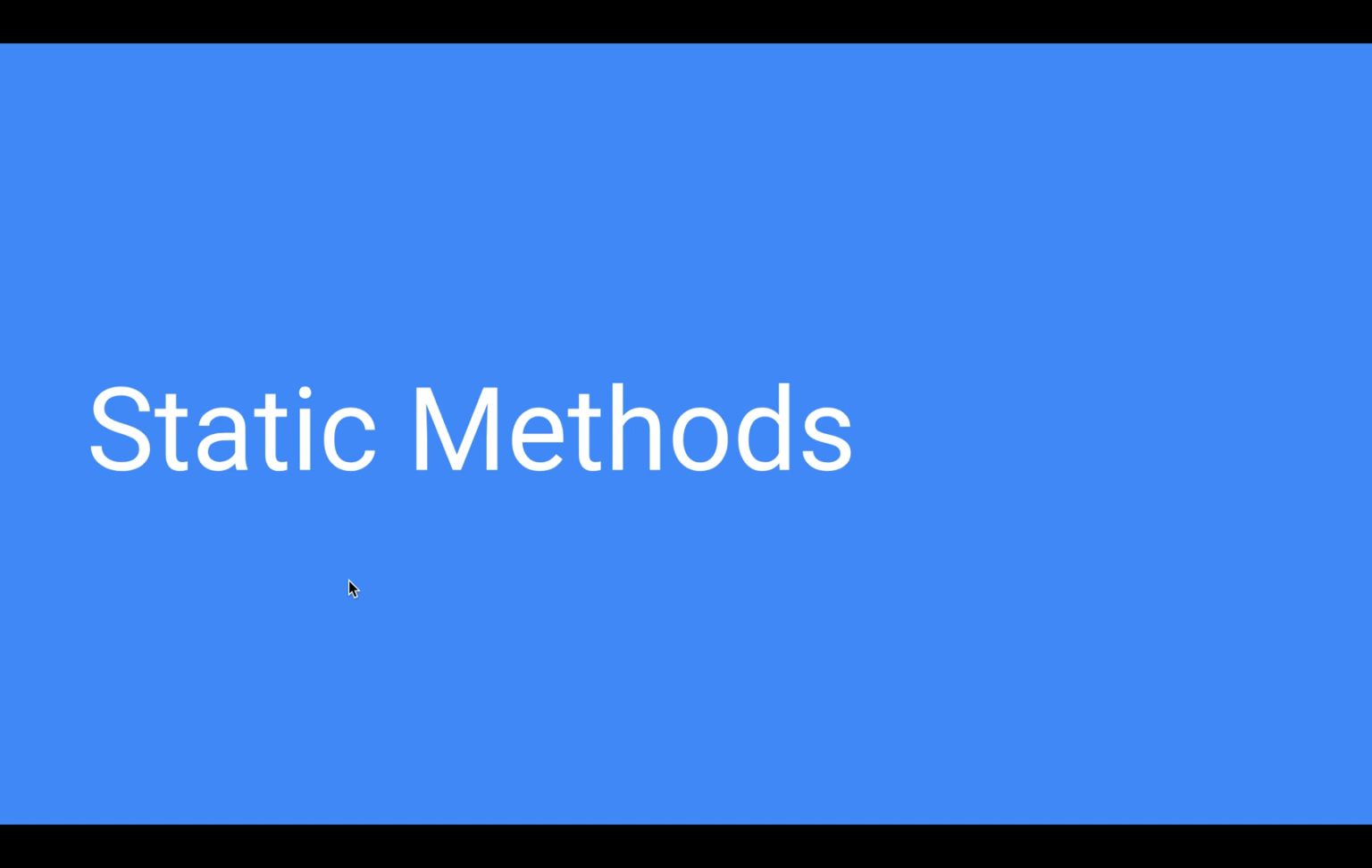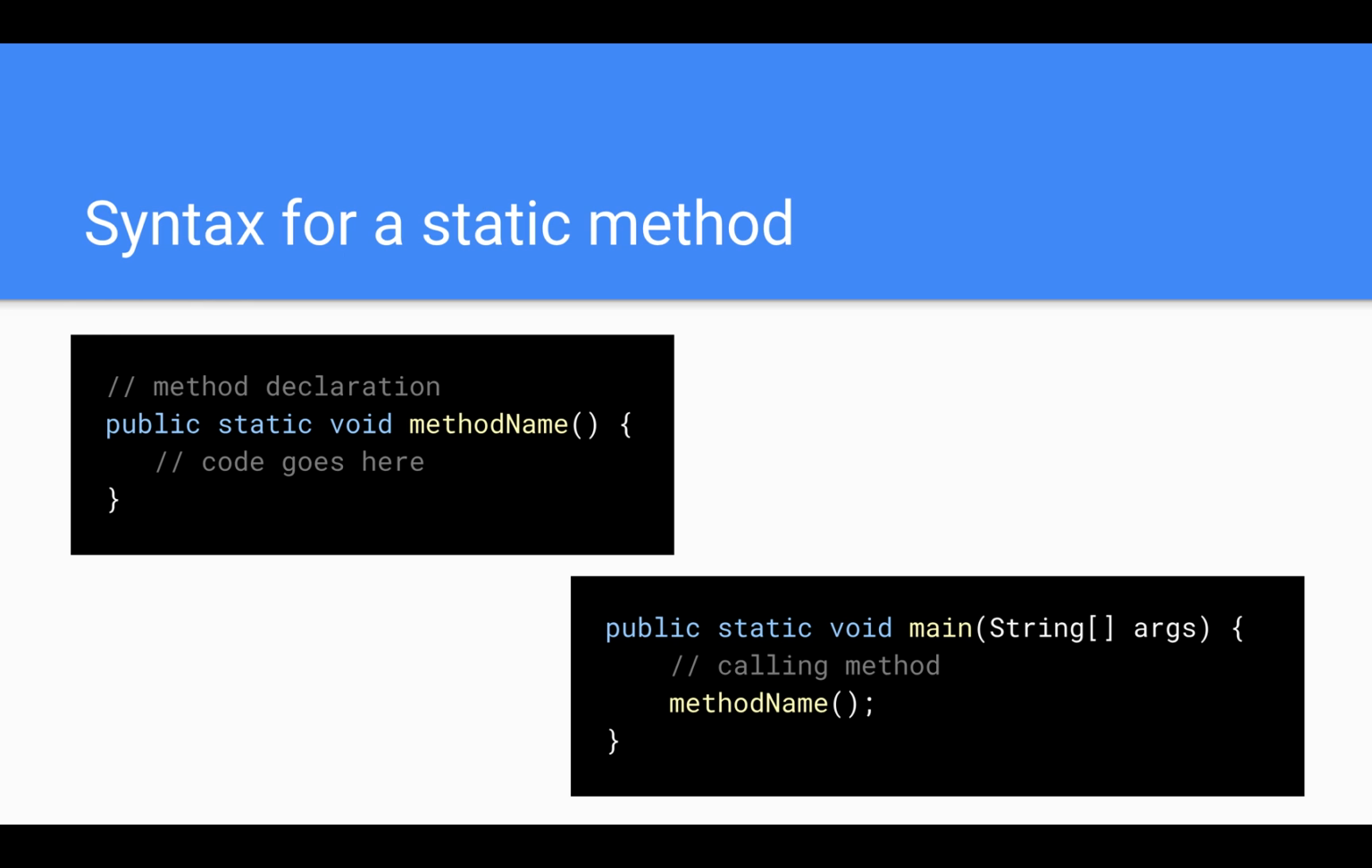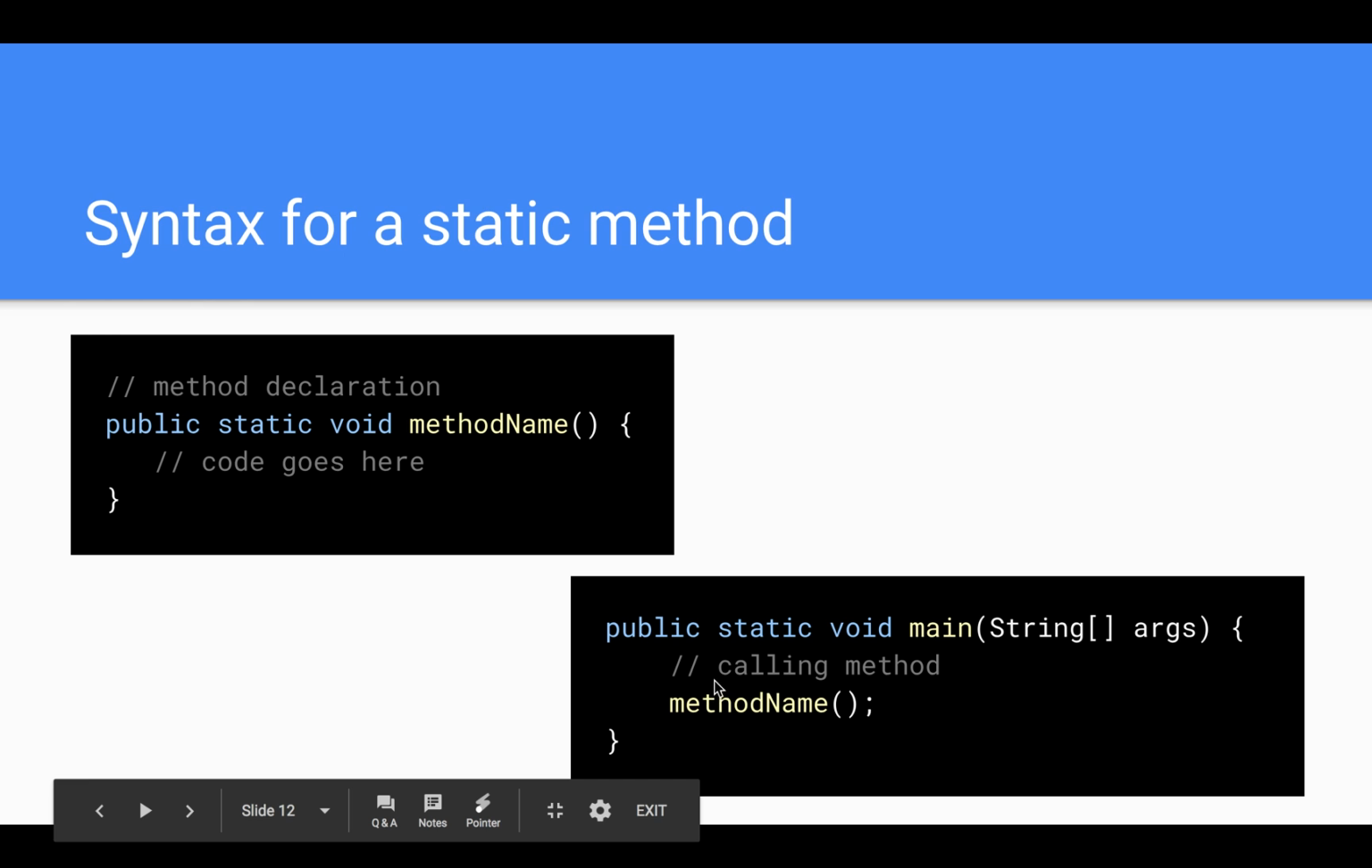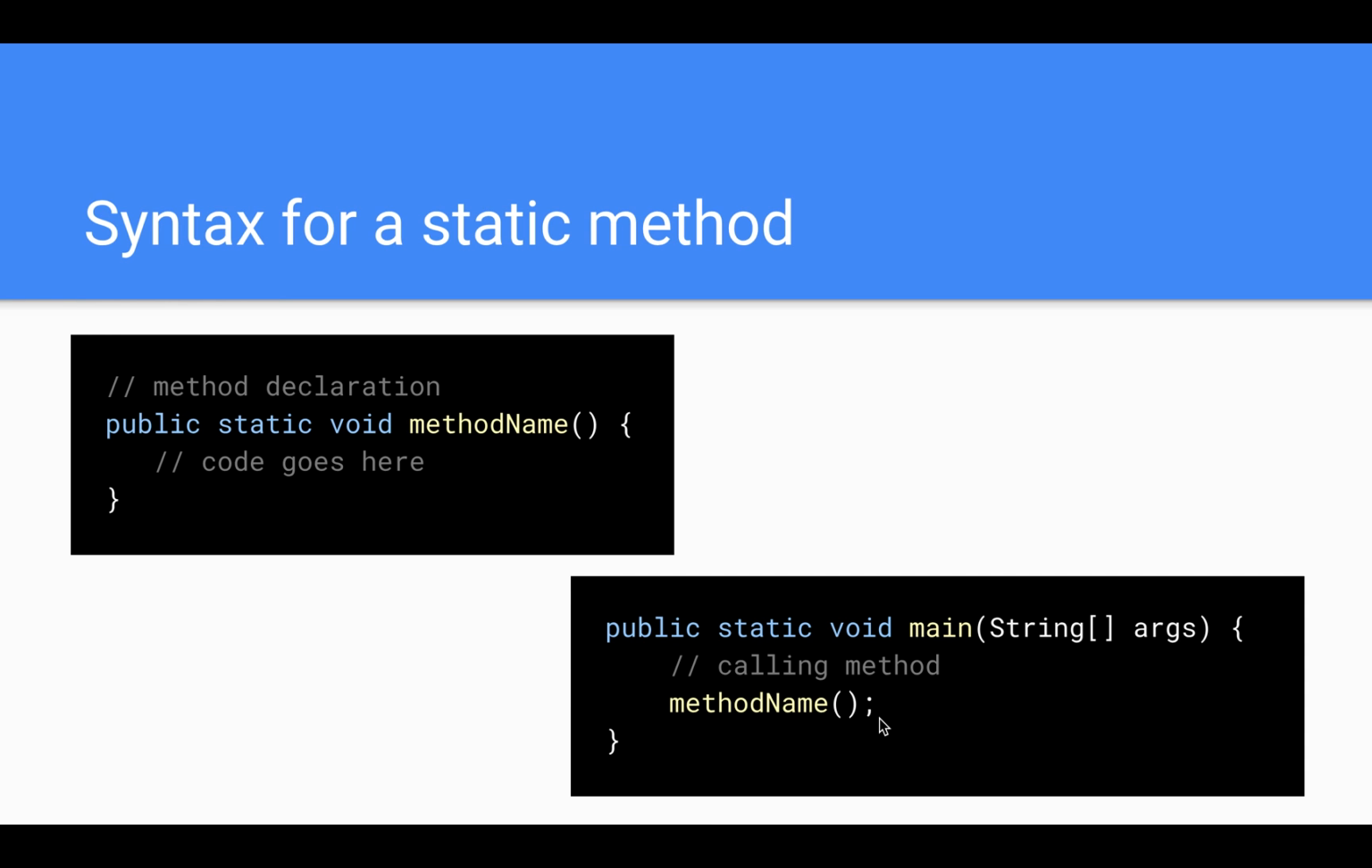Static methods. So the syntax for a static method is public static void and then the method name, with code going inside of the braces for that method. And then you can call it with just method name, open and close parentheses, semicolon. And methods always have to be called inside of other methods.